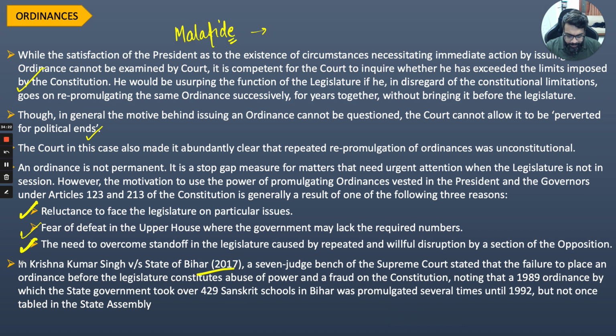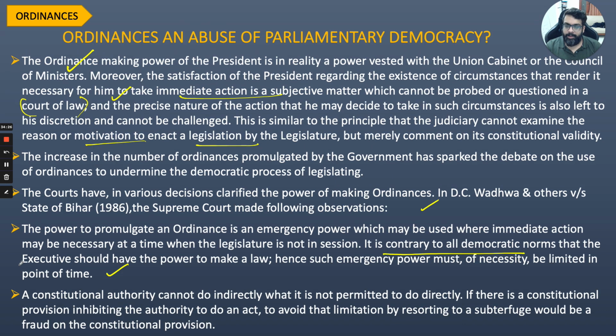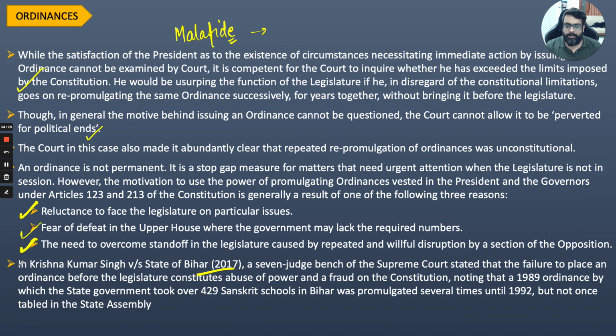Keeping this in mind, as you were talking about the Krishna Kumar Singh judgment, which we spoke about here, in the Krishna Kumar Singh judgment of 2017, the 7-judge bench very clearly said that if you don't place an ordinance before the legislature, you somehow let it not get discussed, get it automatically lapsed, and then we keep reintroducing it, it's not going to work. It's absolutely not going to work, and that's something that is absolutely not acceptable.